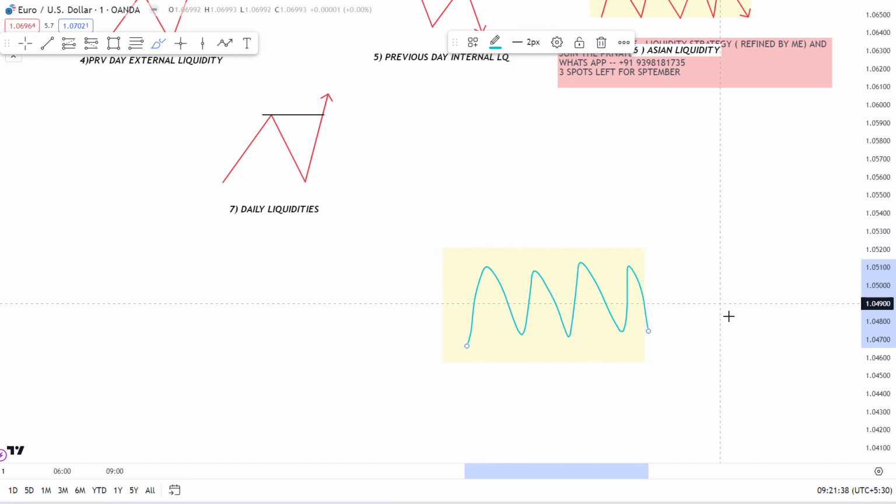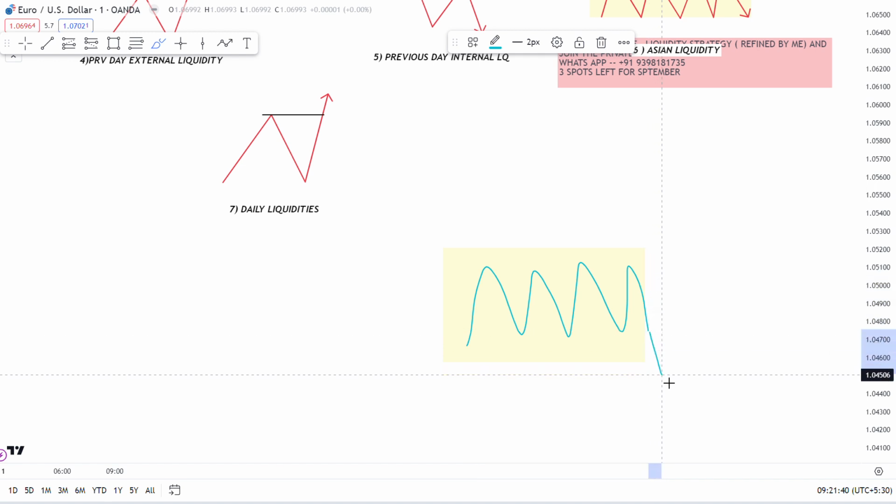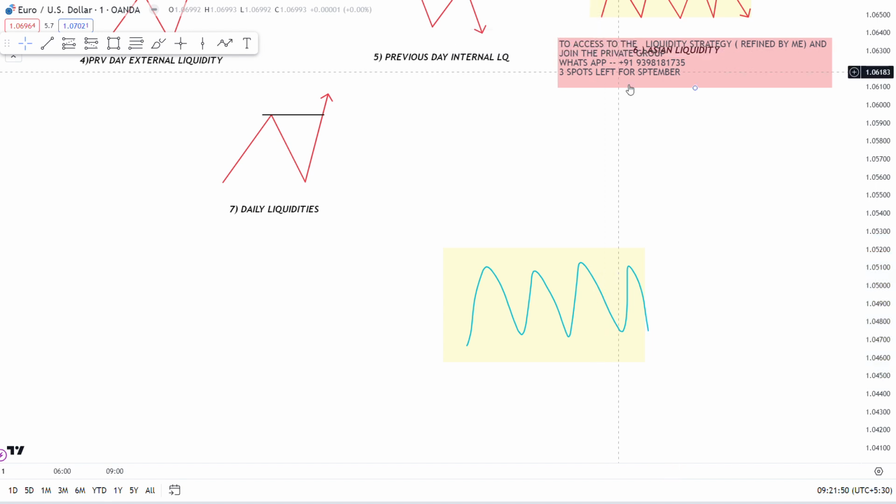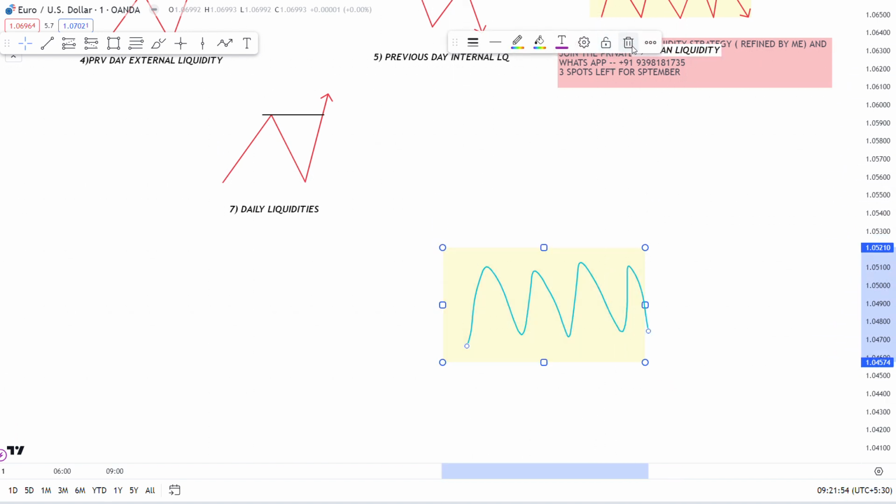See, let's say this is the Asian session and this is the liquidity graph, and the market will move, targeting the Asian high. This move will occur every day. Asian high taken out, Asian low taken out, Asian high. If you can just trade this, you will be a profitable trader, a very good profitable trader.